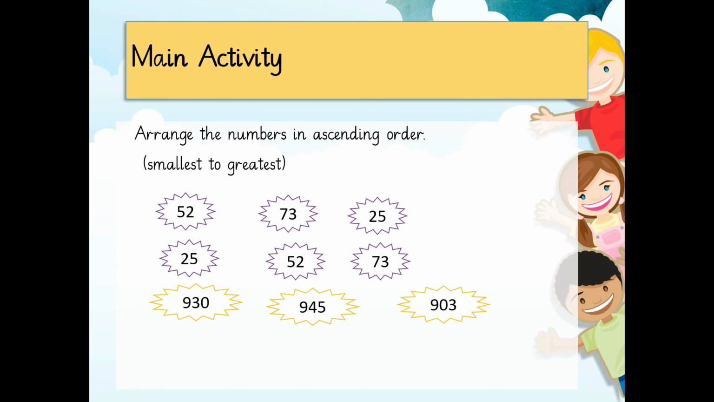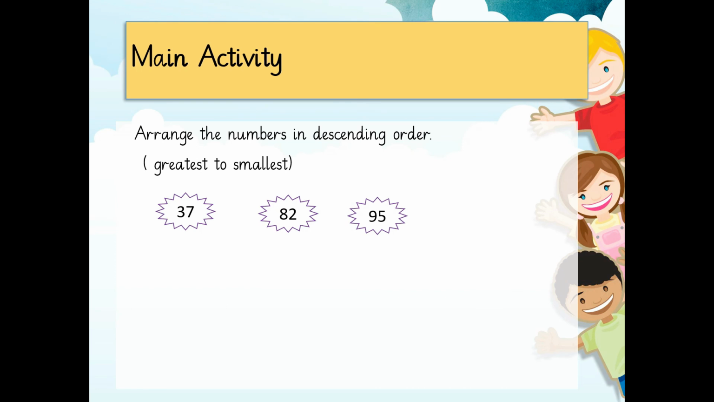Imagine the place value in hundreds. Yes, this is 9 for all of these numbers. And next is tens. We have 3 tens, 4 tens and 0 tens, which is the smallest tens. Obviously 0. 903 is the smallest number among these. Next highest is 930 because 3 is the smaller tens than 4. So highest number over here is 945. Correct.